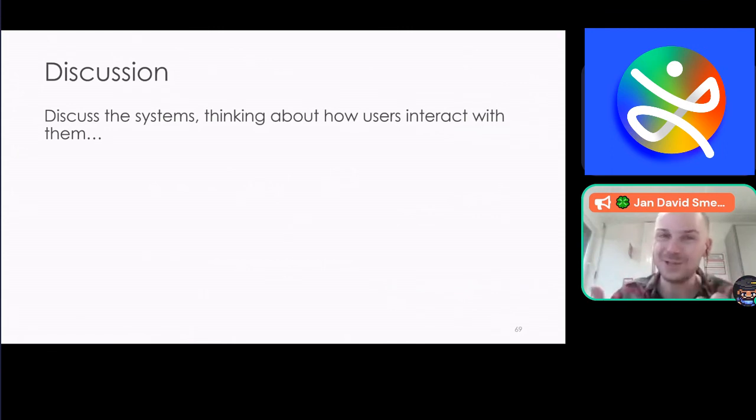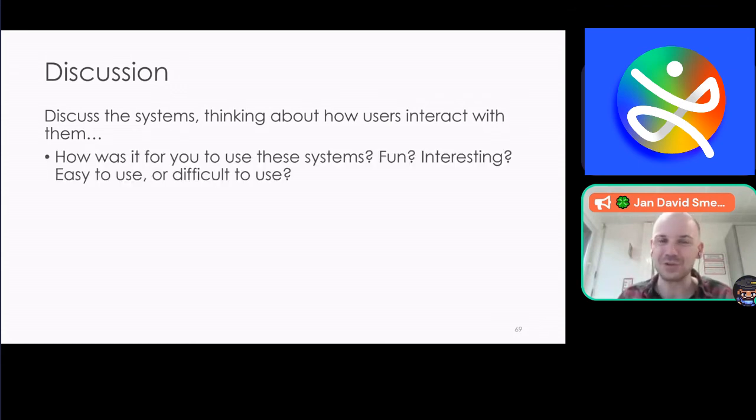So primarily in this case, you, right? How do you interact with these systems? How are they posed and constructed? So how was it for you to use these systems? Is it fun? Is it interesting? Are they easy to use? Are they difficult to use?